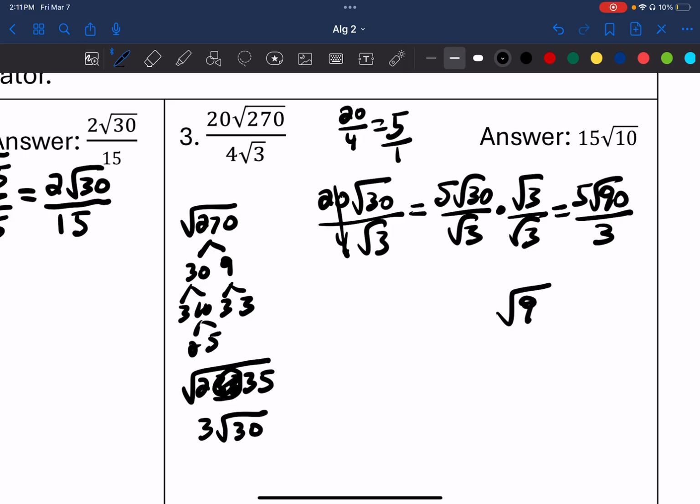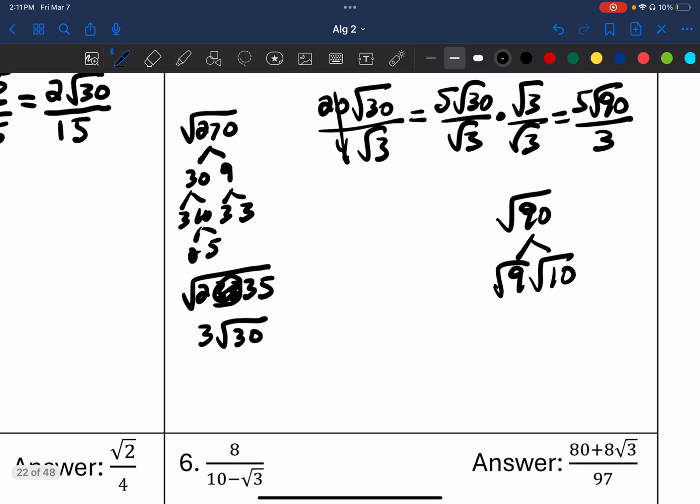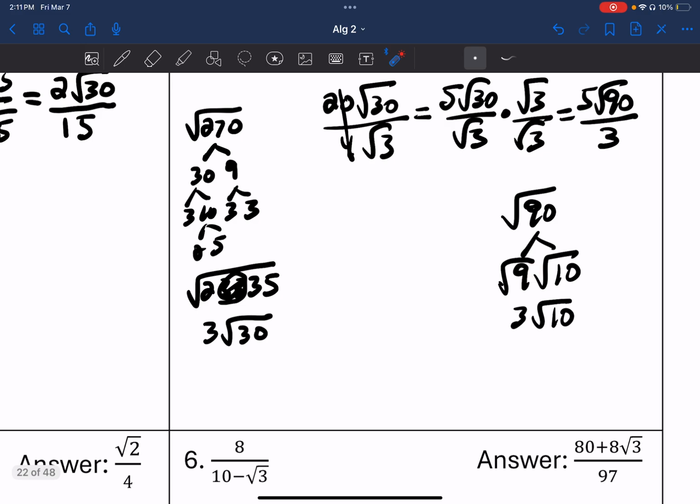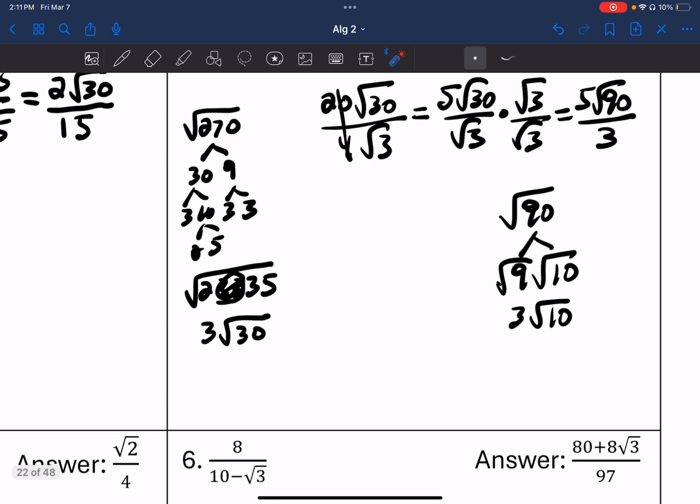The square root of 90, well, that's going to become, we can think of that like the square root of 9 times the square root of 10, or 3 root 10, right? Using our perfect squares method that not many of you are fond of, but still, if you do it the prime factorization way, you'll get the same answer. So the square root of 90 becomes 3 root 10.